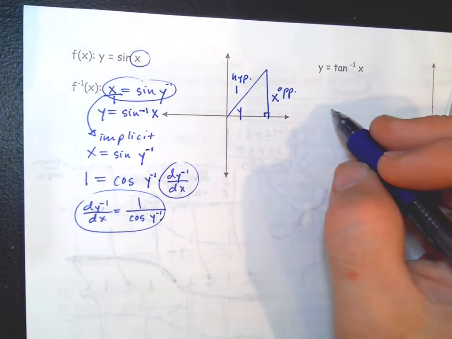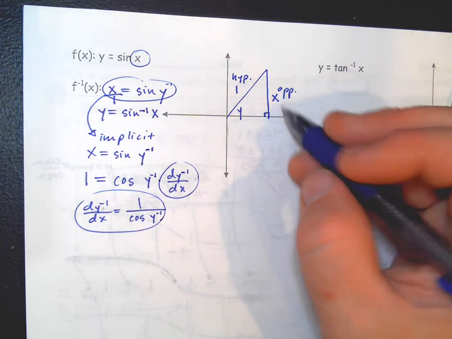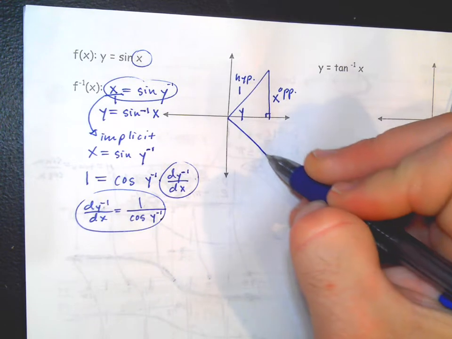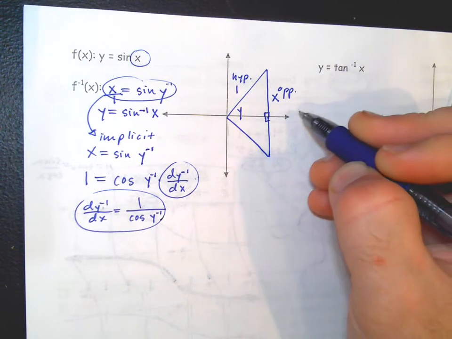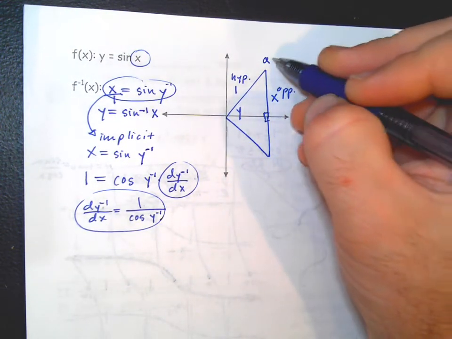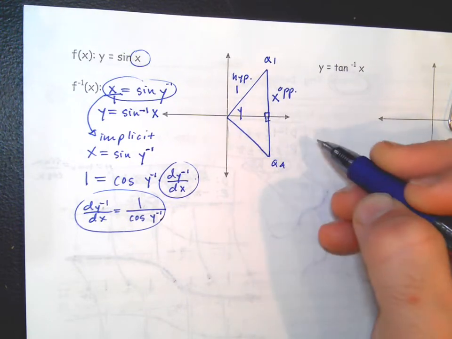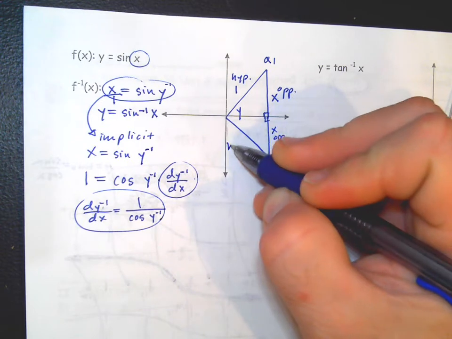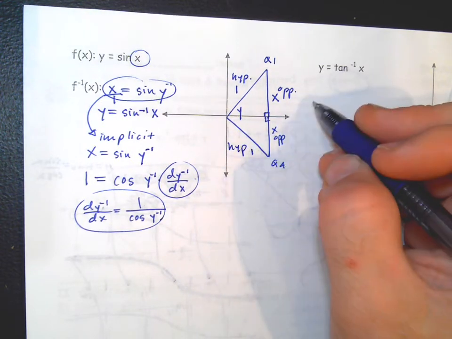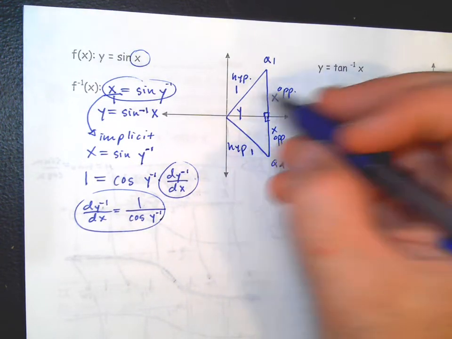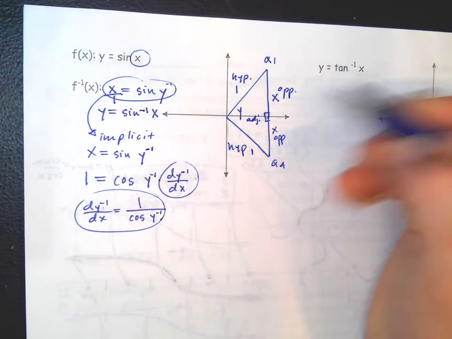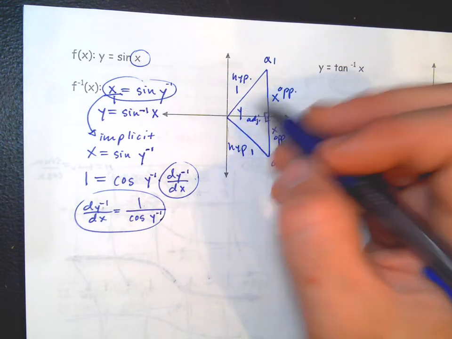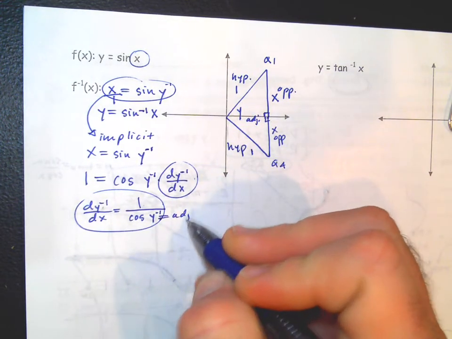Now, we could get a negative answer. x could be negative, and so that would be down here. So principal values are quadrant 1 and quadrant 4 for sine. So here x could be opposite, and the hypotenuse is still 1. Hypotenuse is always positive. And this is the adjacent side. Now, if we wanted to do cosine of this angle, then cosine of this angle would be adjacent over hypotenuse.